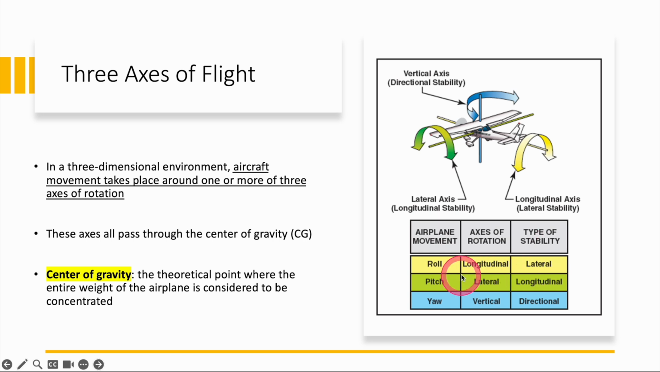So all of these axes pass through the center of gravity. So if you were to imagine a concentrated point in the aircraft, that's kind of the hypothetical point of where all the weight is concentrated in the plane. So anytime you roll the plane or pitch it, it's always going to rotate on that center of gravity. It doesn't rotate on the tail, it rotates right there. So all of those pass through the same point at 90-degree angles to each other.